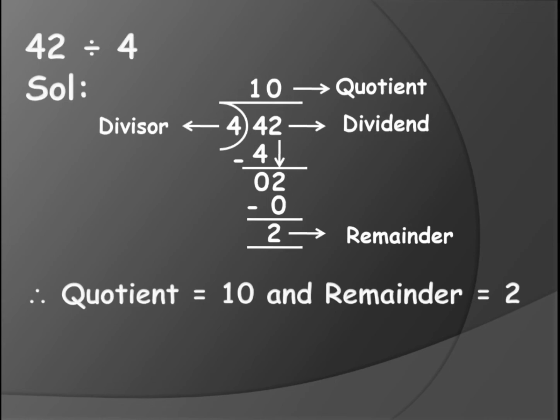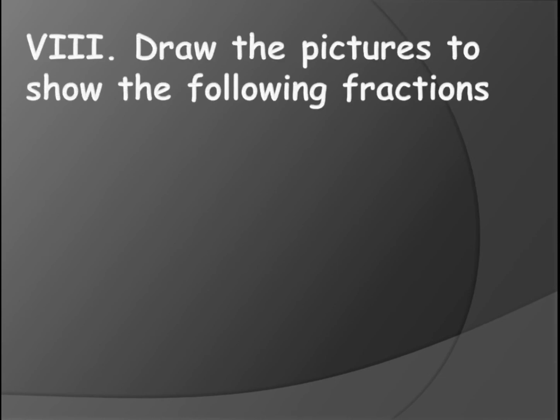Okay, children. Now coming to your next bit, which is, we have to draw the pictures for the following fractions. That means they have given the fractions, and you need to draw the pictures. Let's see. The first one is 1 by 4. How can we draw 1 by 4? Take any picture. It might be any shape, a circle, a square, a rectangle, your wish, and divide that into 4 equal parts.